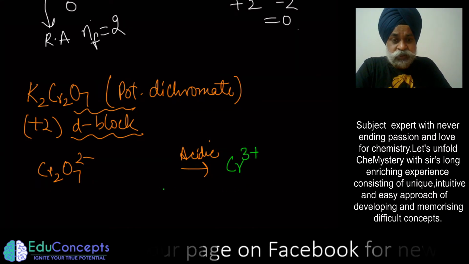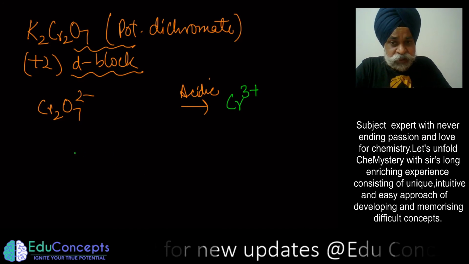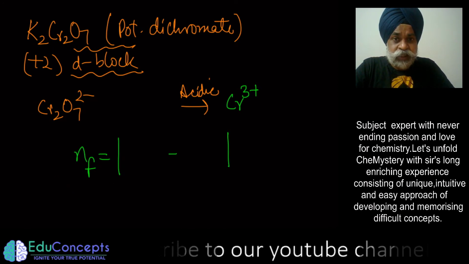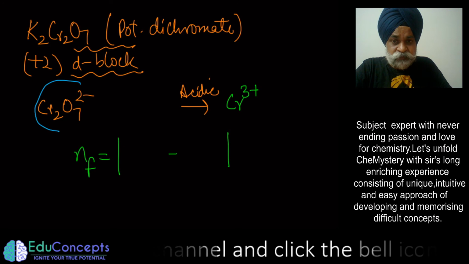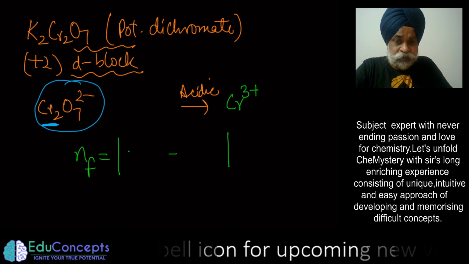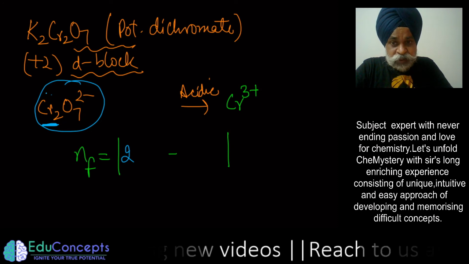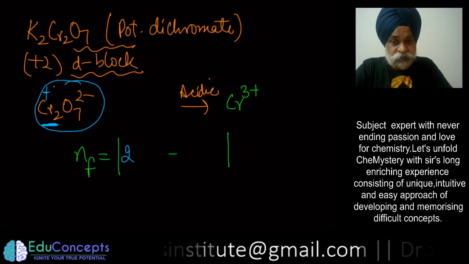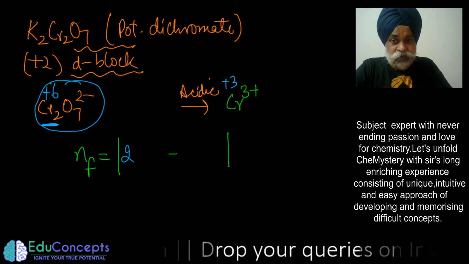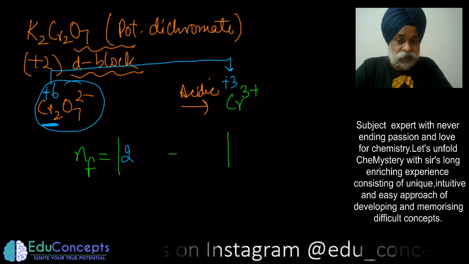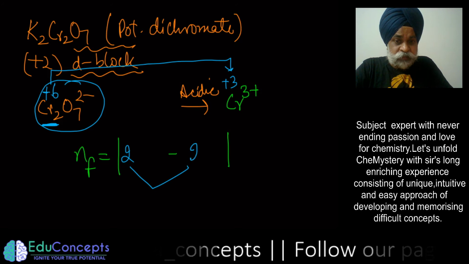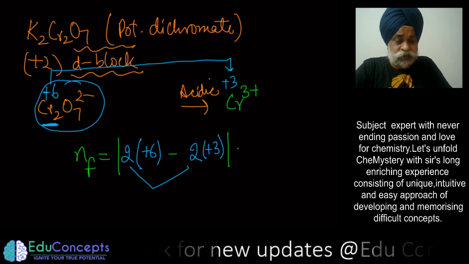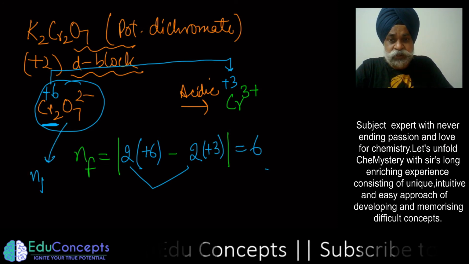Chromium 3 positive. So if it goes to chromium 3 positive, one way is without balancing, you simply have to take a mod, put a negative sign here, and you have to see that 1 mole of this species is containing 2 moles of chromium. And that chromium is the only element which is undergoing change in oxidation state, because it is going from +6 to +3. So one element underwent change in oxidation state and goes to one product. So this 2 has to come here, and this is +6 and this is +3. So the answer comes out to be 6. So the n factor for this is 6.